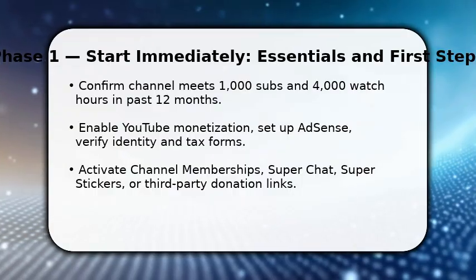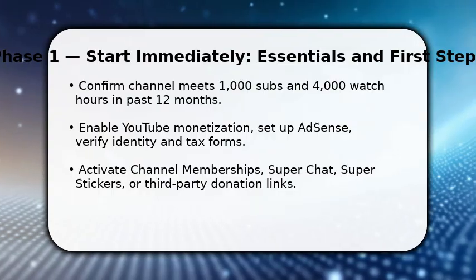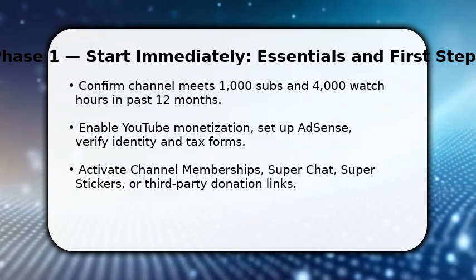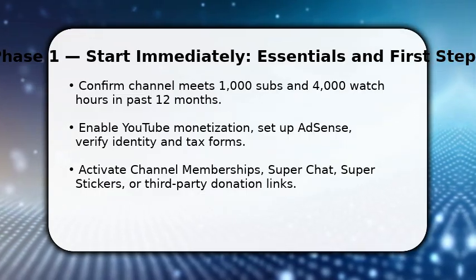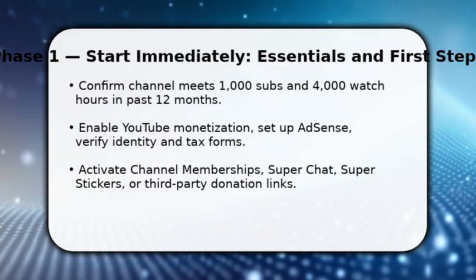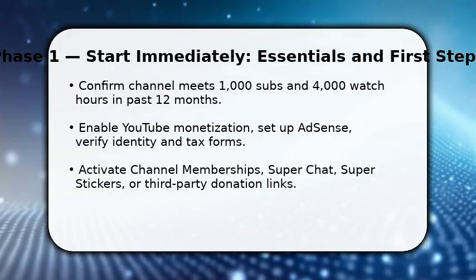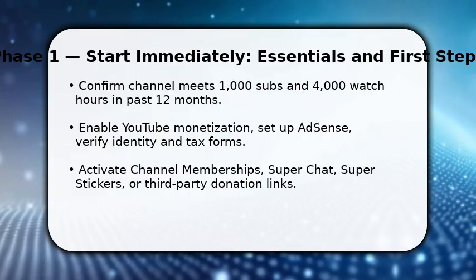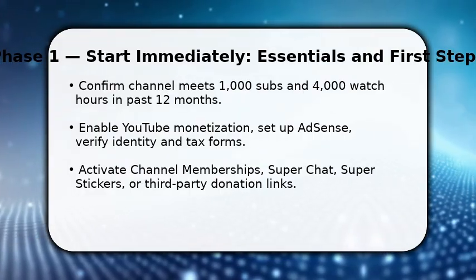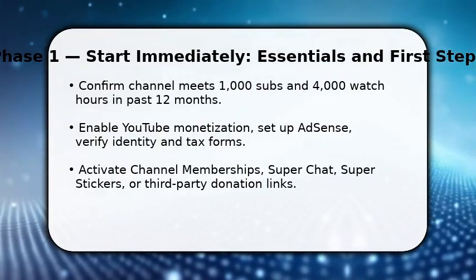You begin by enabling monetization and completing identity verification so donations can flow. First, confirm you meet 1,000 subscribers and 4,000 watch hours. Then link AdSense and submit tax details. Once done, turn on channel memberships and Super Chat where available, and prepare third-party options for regions not supported.